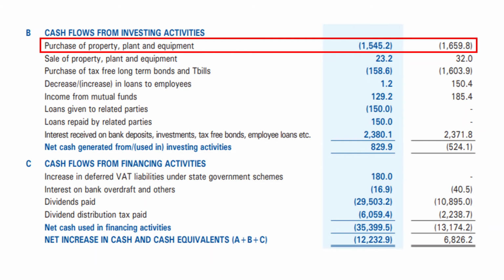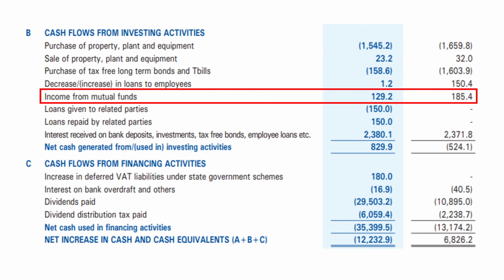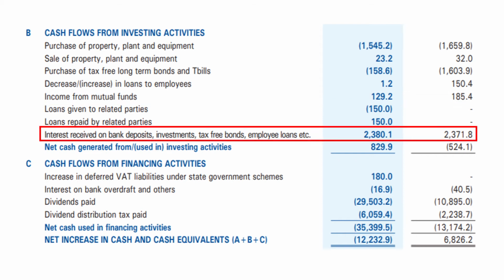So how much money that company is investing into the plants and machinery, or how much money the company is investing into the mutual funds and gaining a return from them, and how much money the company is investing into its subsidiaries, or maybe generating from the bank deposits, and all these small stuff will be covered under investing activities.